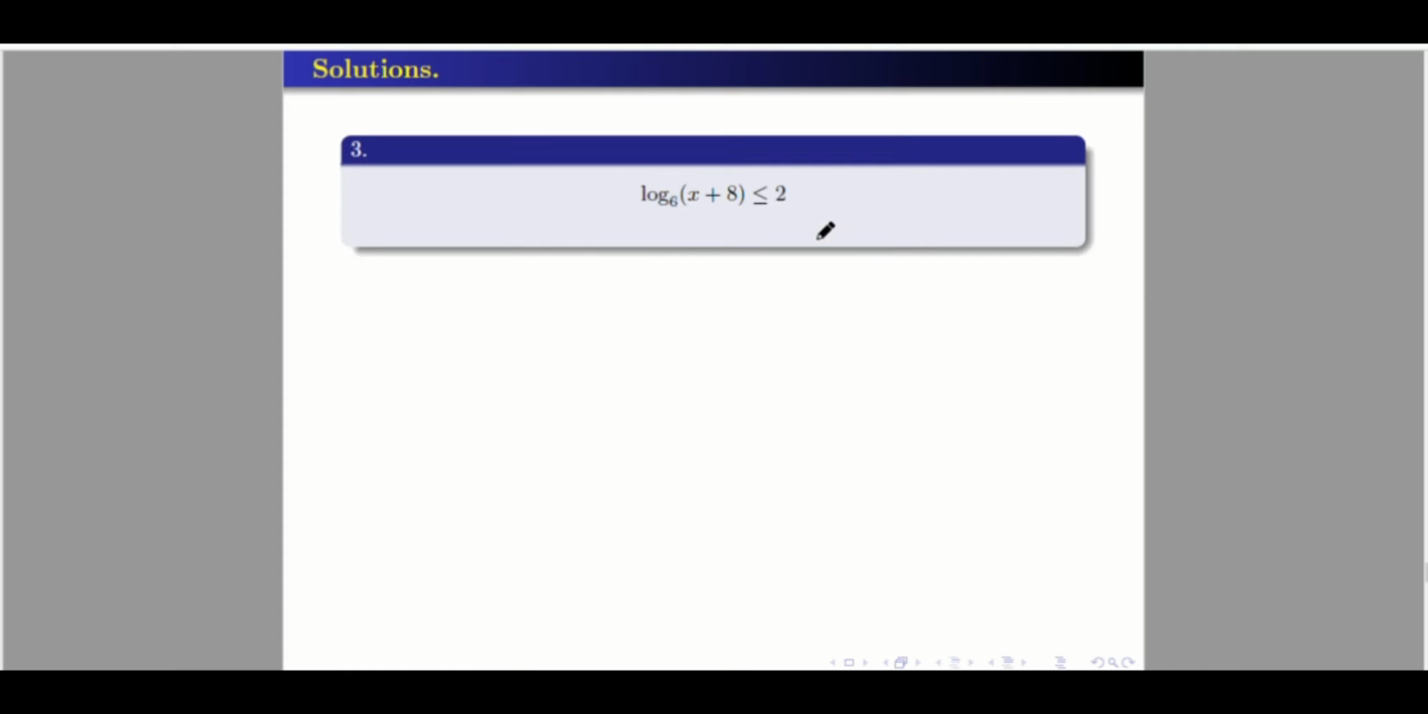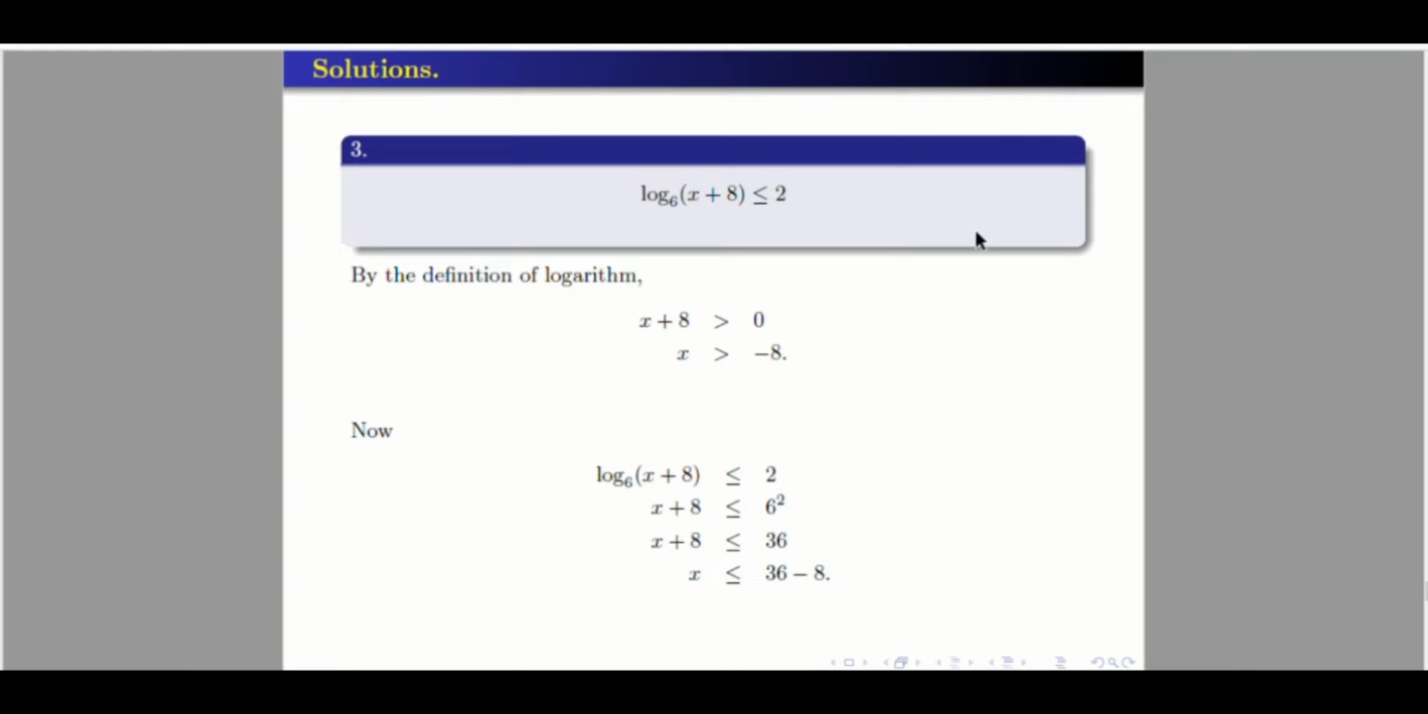Number 3. Okay, so we have this. So again, by definition, let's check that this must be greater than 0. So transpose, x must be greater than negative 8. So this is our first interval. Now let's solve for this one. Okay, so again, we'll start here and then less than or equal to 6 raised to 2. So we have 36. And then transpose. So 36 minus 8 is 28.